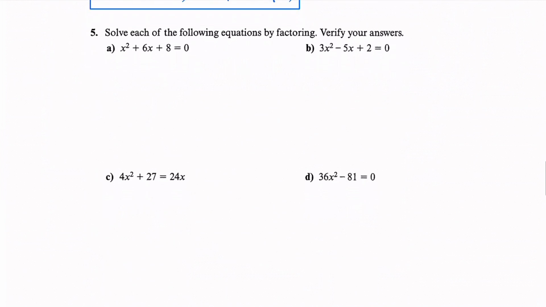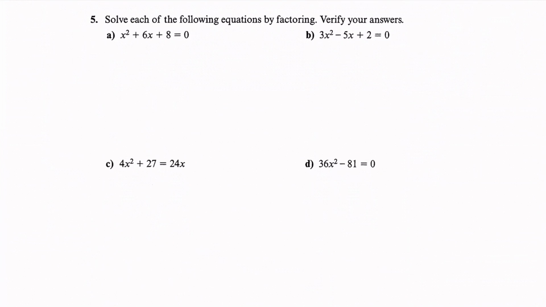For that one, it says solve each of the following equations by factoring and then verify your answers. So we're going to do A and B. Anytime you are solving an equation, you want to get everything over onto one side first. That should be step number 1. And then if we're doing this by factoring, we're going to attempt to factor.